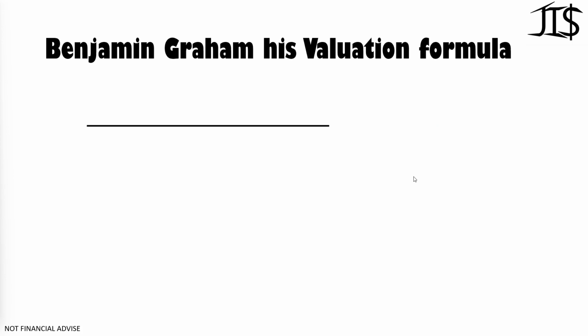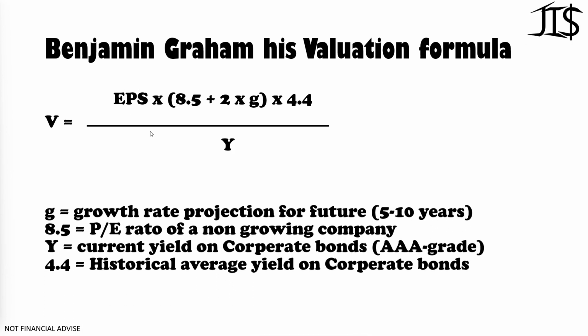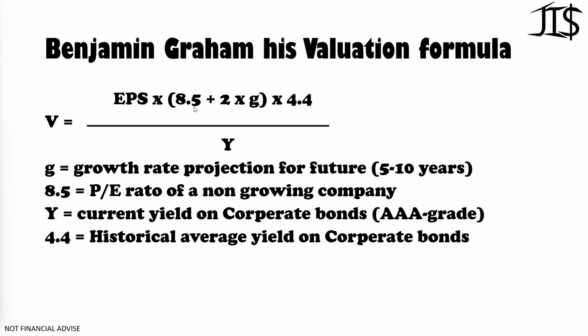Then Benjamin Graham's actual formula for evaluating a stock is: the value of the stock is equal to the earnings per share, so here we have again the earnings per share, times 8.5, and the 8.5 is, according to Benjamin Graham, the PE ratio.